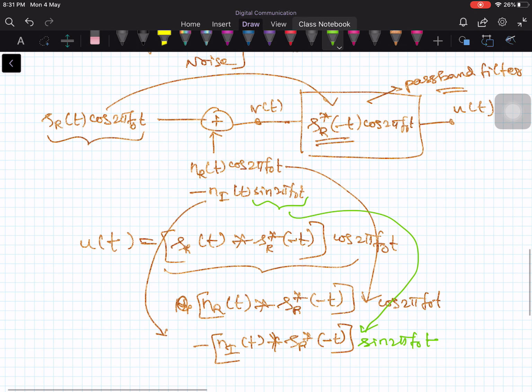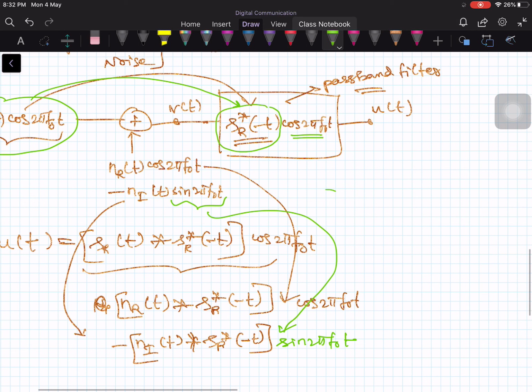So now see the input. This is my input pulse. Input pulse is passed to the matched filter, and the matched filter impulse response is s sub r of minus t. But this cos of 2 pi f naught t multiplying indicates that the filter response is located at the frequency f naught. It is not at 0. It is somewhere at f naught. So the filter response is like this.